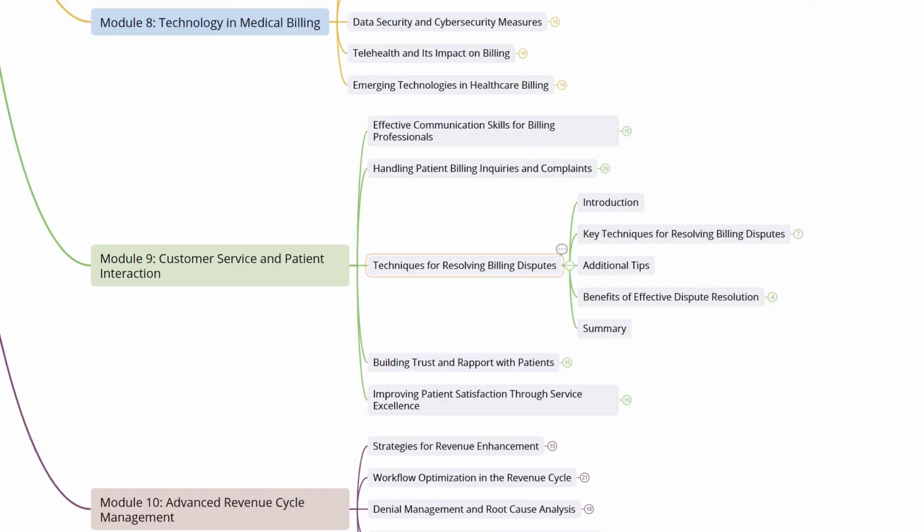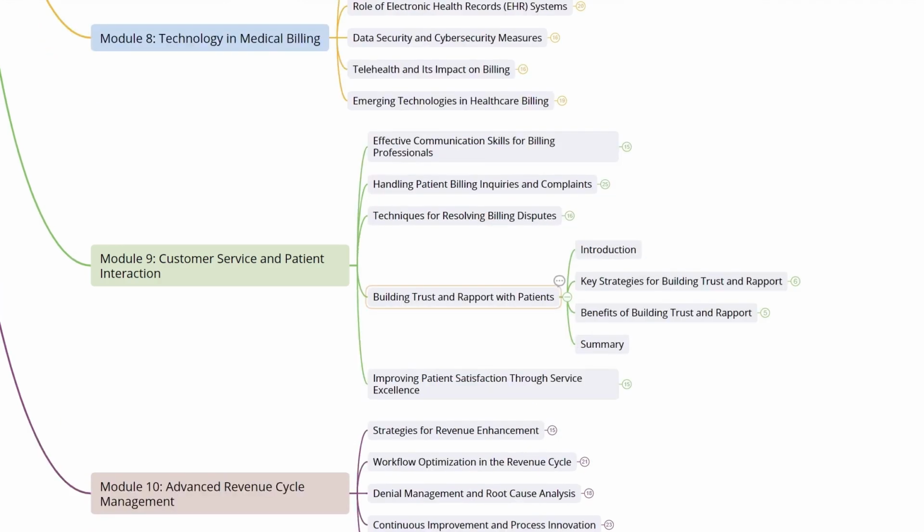Next, techniques for resolving billing disputes. Disputes can occur over charges, denials, or insurance coverage. This section guides you through conflict resolution strategies, including fact finding, documentation review, and establishing resolution pathways that prioritize transparency and patient satisfaction.